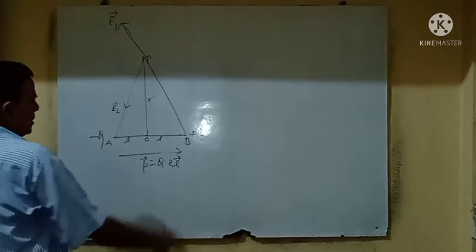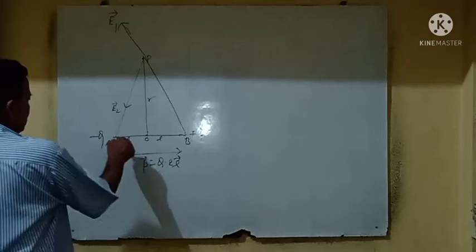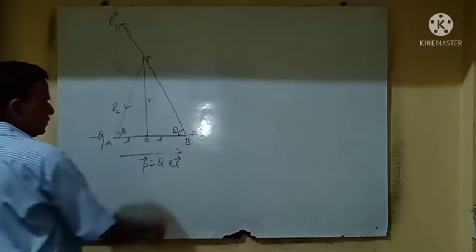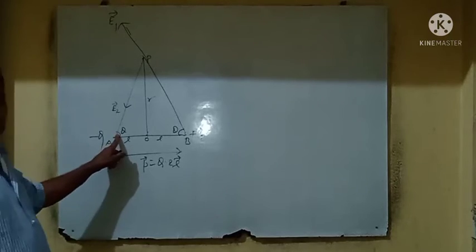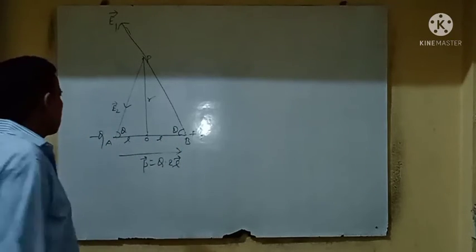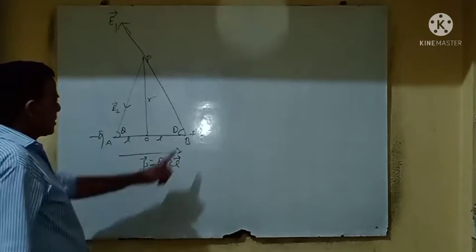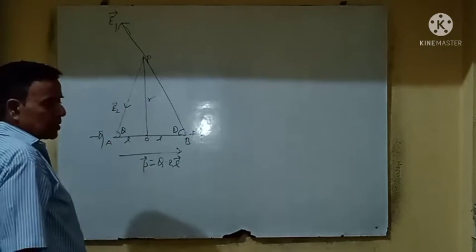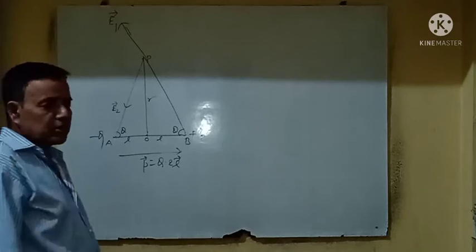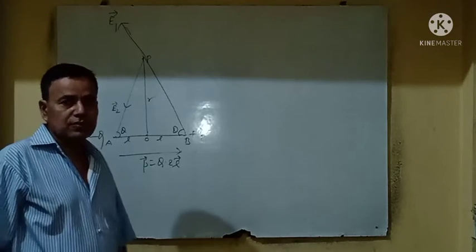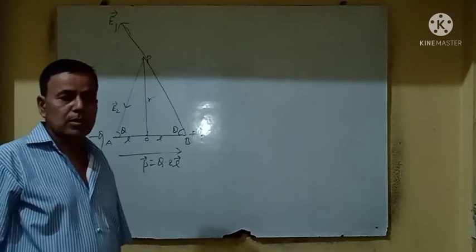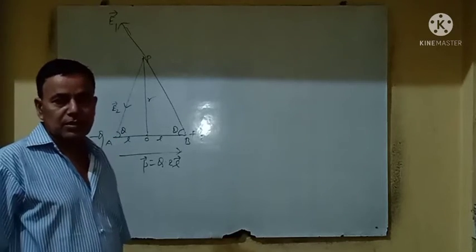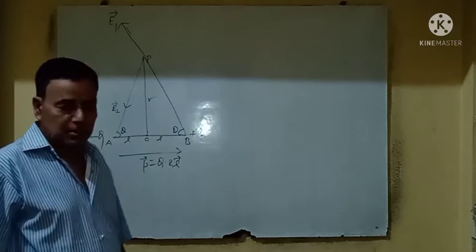This is the field intensity due to plus Q charge. Suppose that this angle is theta, and this angle is also theta. Now E1 is the electric field due to plus Q charge and E2 is the electric field due to minus Q charge. We know that due to the positive charge, electric field intensity will be away from the charge, and due to negative charge, it will be towards the negative charge.